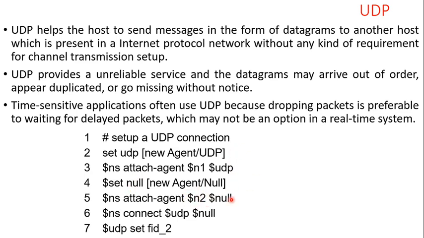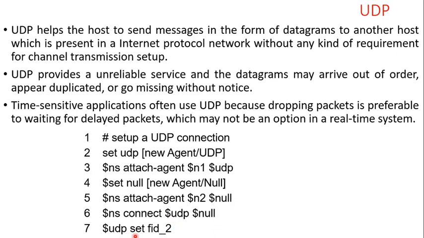So from these 4 instructions, it is very clear that you created the 2 agents, one UDP agent at the node 1 and one more UDP null agent at the N2, and those to be connected together. So by using this connect, you are connecting the UDP agent which is in the node 1 and null agent at the node 2 for the data transmission.